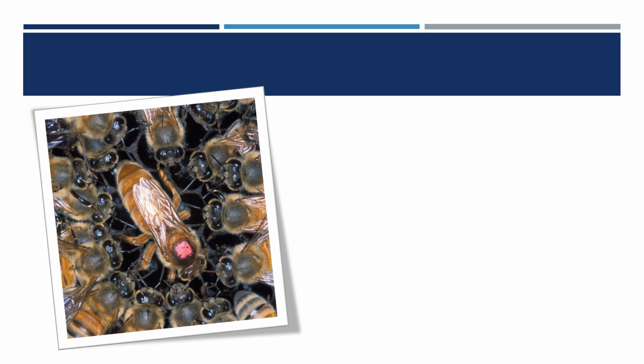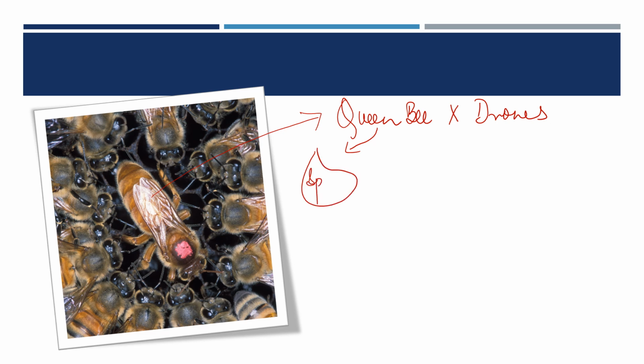Now here you can see this queen honeybee. Okay, so the queen bee will mate with drones, and it is having a capacity of selection. So what is the capacity of selection? The queen bee can mate with up to 50 drones at a time, and it is having a pouch kind of thing where it will store the sperm of these drones. Okay, so the sperm are being stored in the pouch.